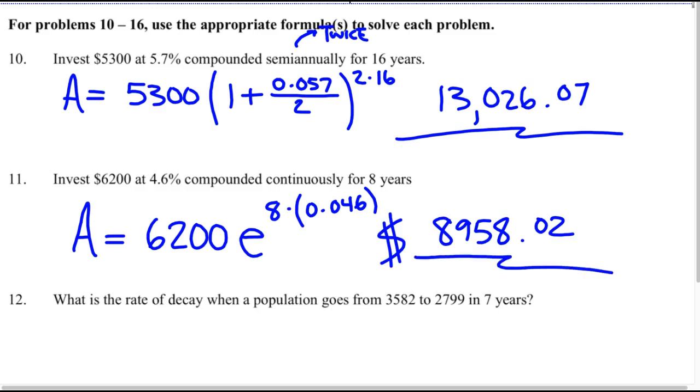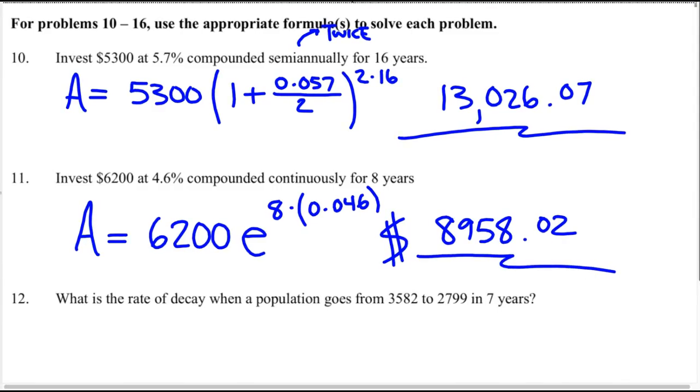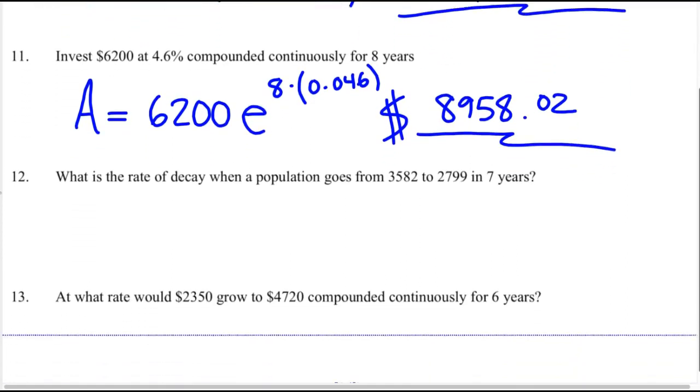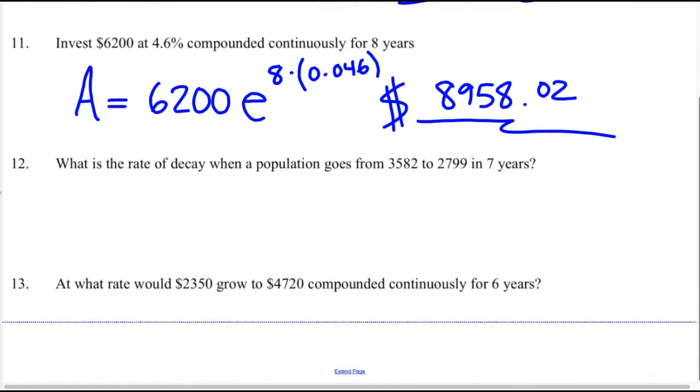Money. All right, cruising along here. Number 12. What is the rate of decay if a population goes from 3,582 to 2,799 in 7 years? Okay. Well, it's getting smaller, decay, so I'm going to start with the smaller number, 2,799.